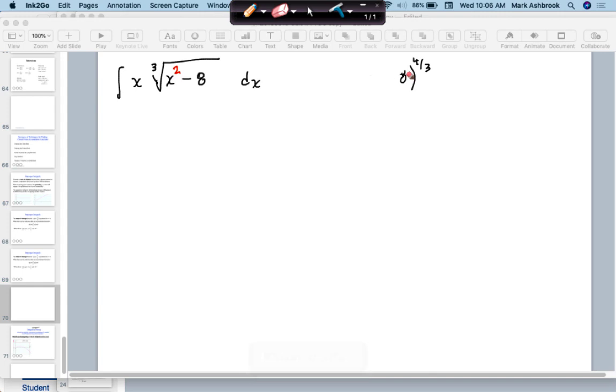All right, but we don't have that. We have this one. So here's another example where I can do a u-substitution or change the variable to help us. So what will I let u be?